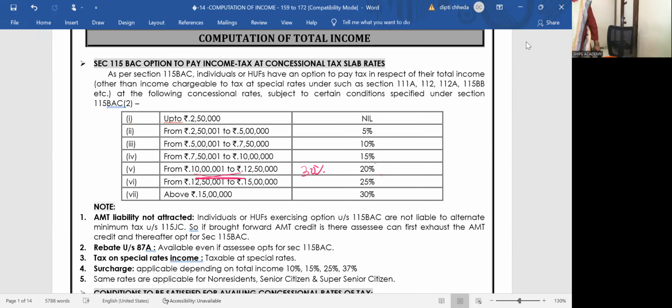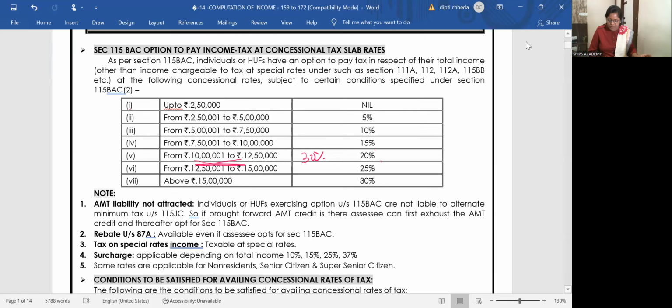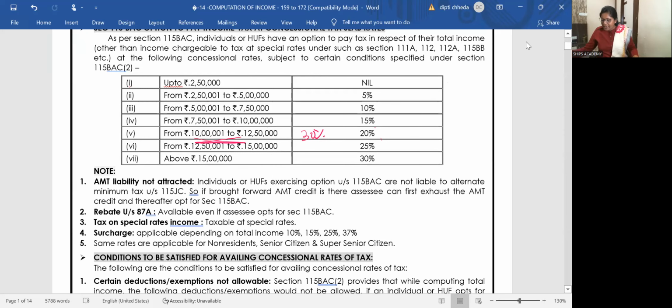Thank you for waiting. So, are you looking at the slab rates, dear students? If you have any doubt, put it in the chat box. Up to 250 nil, 250 to 5 lakh 5%, 5 to 750 10%, 750 to 10 lakh 15%, 10 lakh to 12 lakh 50,000 20%, 1250 to 15 lakh 25%, like that. Above 15 lakhs, the tax would be 30%.